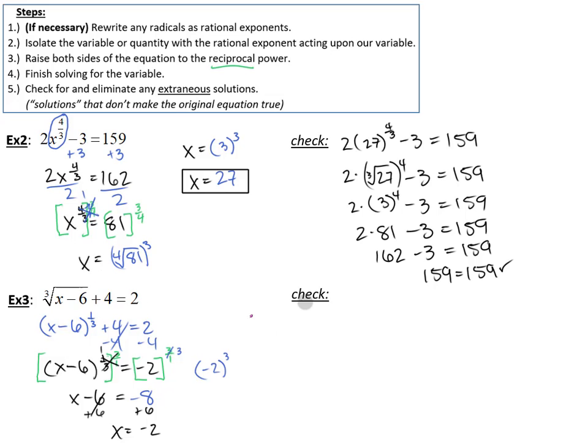So I'm going to come back to the original problem. The cubed root of -2 minus 6, put my parentheses for substituting in there, plus 4. Does this equal 2? -2 minus 6 is -8. The cube root of -8 is -2. And -2 plus 4 is 2. Yep, 2 equals 2. It looks like we did get a valid solution.